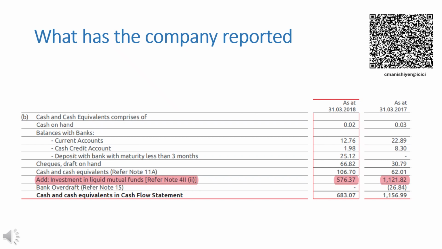Having read the definition of cash equivalents in Ind AS 7, let us understand how a listed company has applied the same. This slide shows the components of cash and cash equivalents disclosed by a listed company in notes to statement of cash flows. The company has regarded investment in liquid mutual funds measured at fair value through profit or loss as cash equivalent.